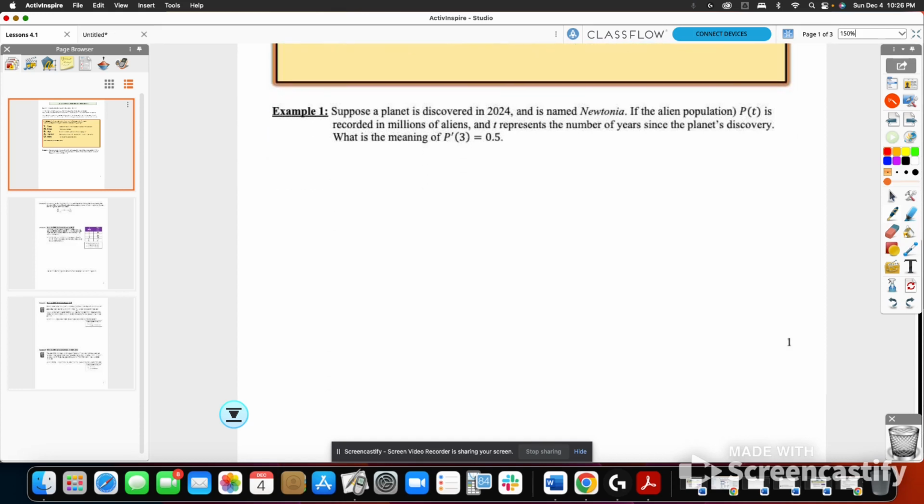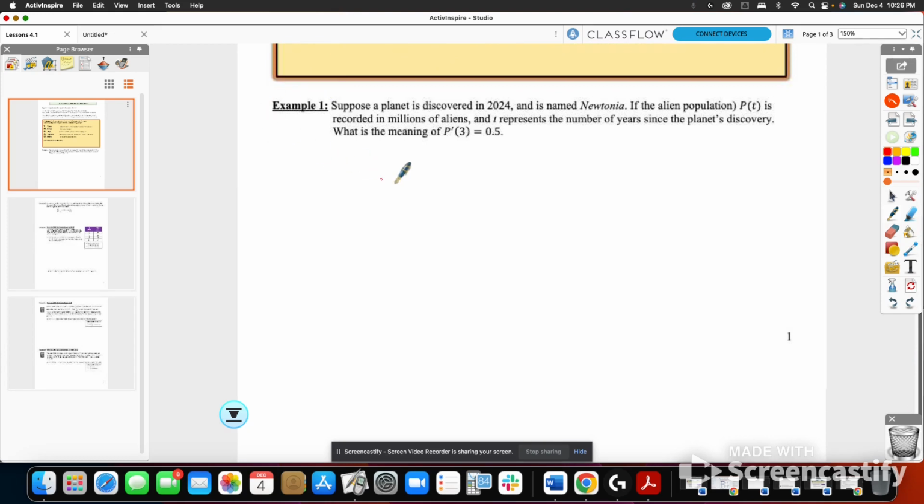Okay, let's take the following example. Let's look at example 1. Suppose a planet is discovered in 2024 and is named Newtonia. If the alien population P of T is recorded in millions of aliens, and T represents the number of years since the planet's discovery, what is the meaning of P prime of 3 equals 0.5? So let's identify our T, our N, our S, our A, and U.